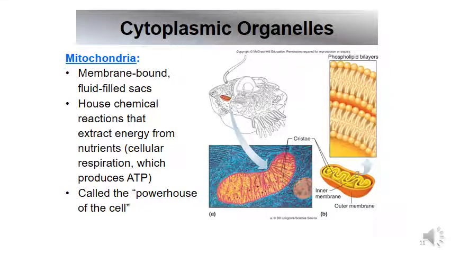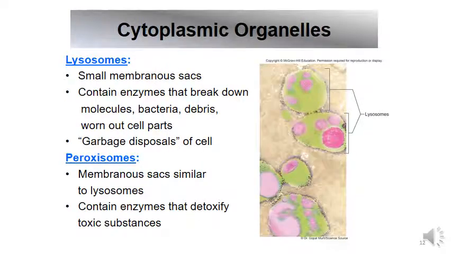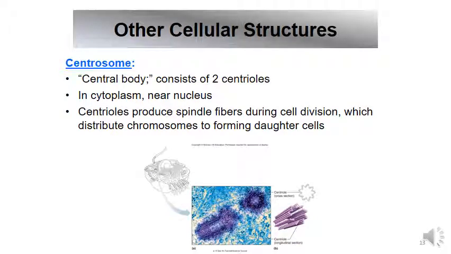Mitochondria, so those orange kidney bean shapes, know that they make ATP. ATP is the energy for the cell. Lysosomes versus peroxisomes. So again, lysosomes, know that these break down molecules, bacteria, debris. Peroxisomes instead detoxify. Centrosomes. Centrosome is basically referring to the region with the centrioles. And for the centrioles and the centrosome together, centrioles, know that these are for cell division.